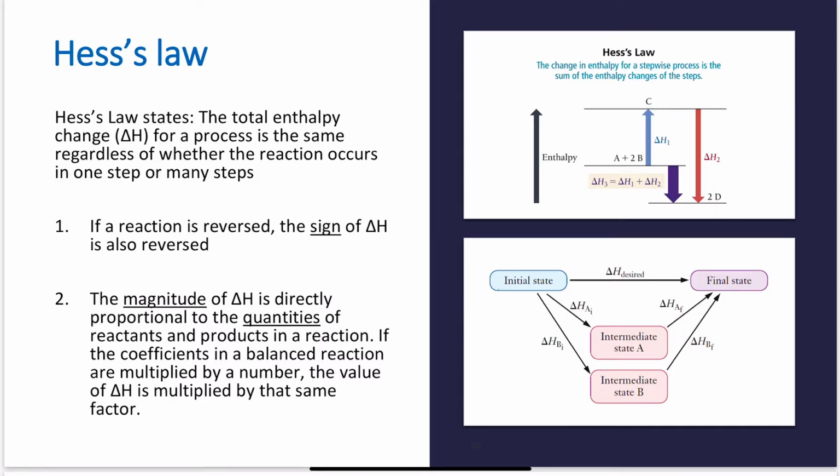Same thing here, if we have an initial state and a final state, if we go through intermediate A or intermediate B, it doesn't matter. We're still going from the initial state to the final state. It doesn't matter how I got there, it just matters that I'm there. I'm going to use Hess's Law in different reactions and manipulate them to get to my desired reaction, and then I can determine the overall delta H for that reaction using Hess's Law.